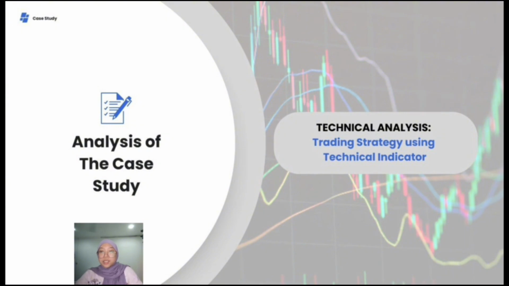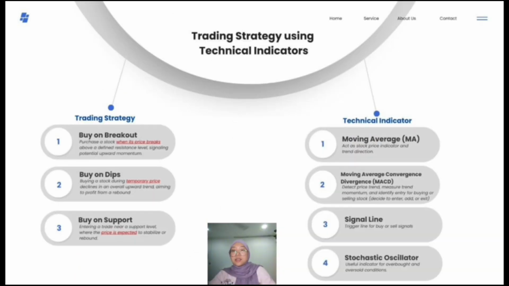Okay, next we move to the second method, which is technical analysis, trading strategy using technical indicators. As mentioned in the case study by Dr. Adli, there are three methods of trading strategy. Firstly, buy on breakout, where we purchase a stock when its price breaks out. Second, buy on dip, where the investor buys a stock during a temporary price decline. And buy on support, where the investor enters a trade near a support level where the price is expected to stabilize or rebound.